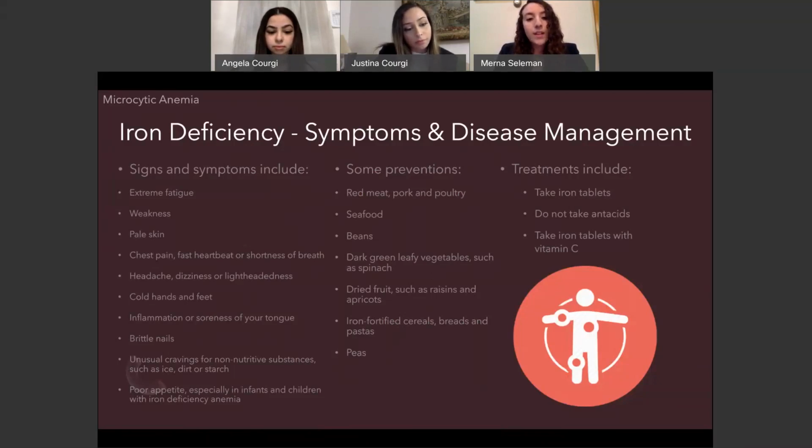Do not take antacids, as these medications can interfere with iron absorption. If antacids are needed to relieve heartburn symptoms, take iron supplements 2 hours prior or 4 hours after. Take iron tablets with vitamin C, as it improves iron absorption.